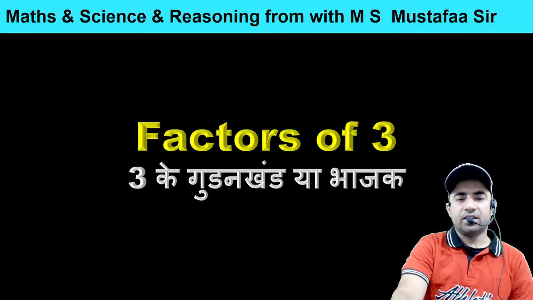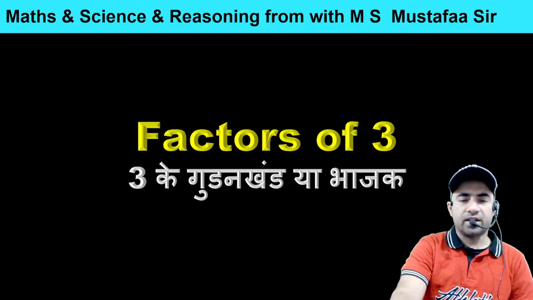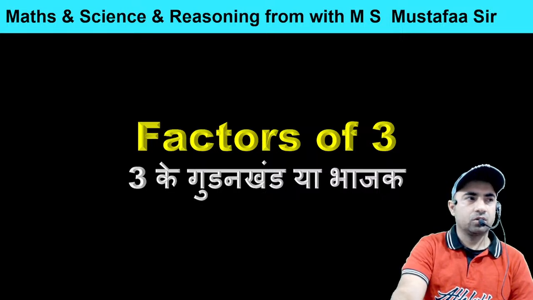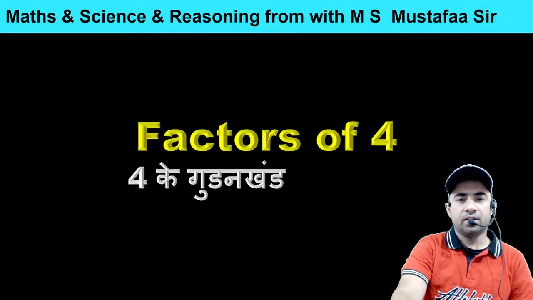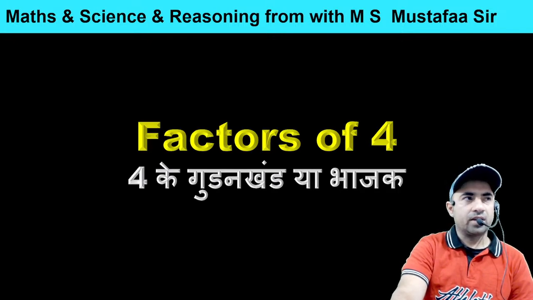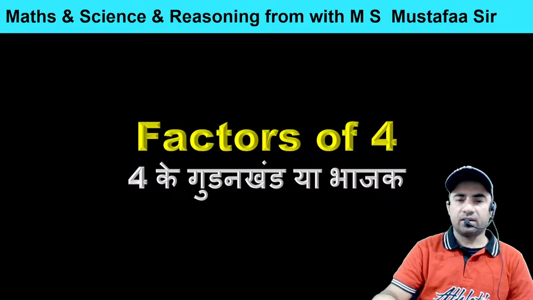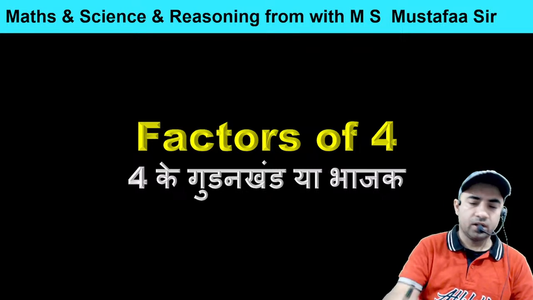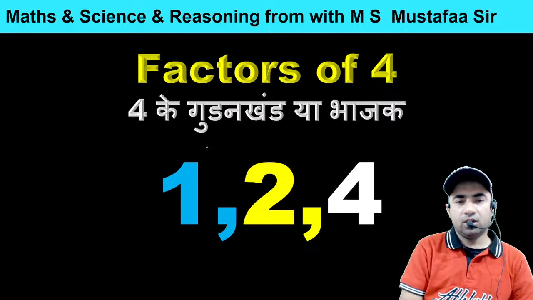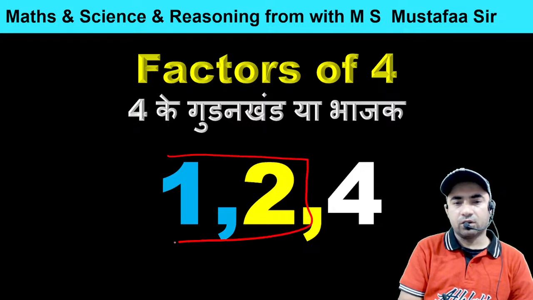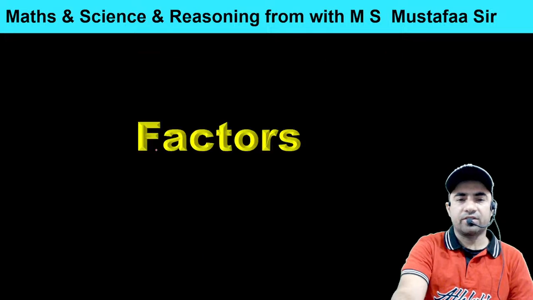Next we have 3. 3 is also a deficit number because it has only one proper factor, which is 1, and the sum of the proper factors is less than the number 3. Then we have 4, and 4 has three factors: 1, 2 and 4. So 1 and 2 are the proper factors of 4, and 4 itself is the improper factor. The sum of all the proper factors of 4 is 3. That's why 4 is also a deficit number.